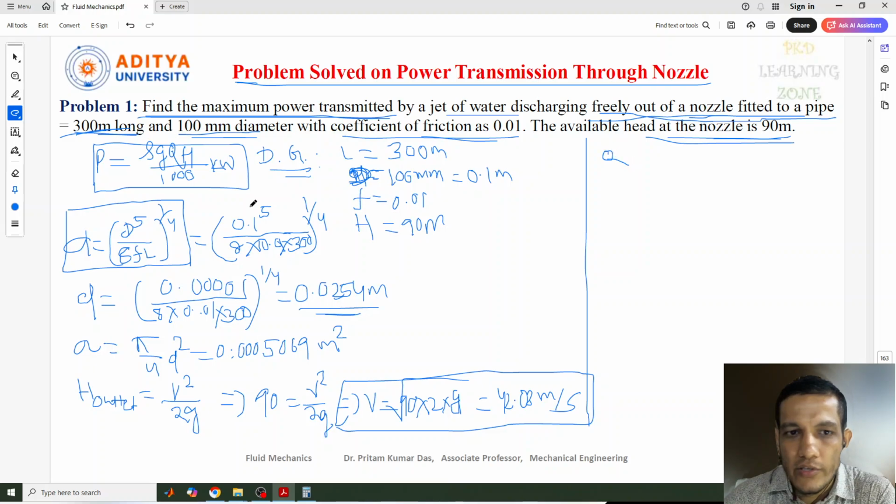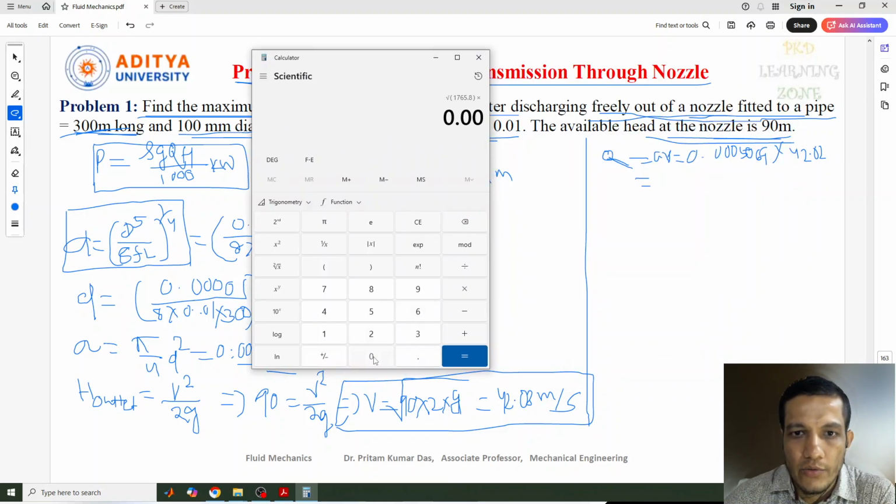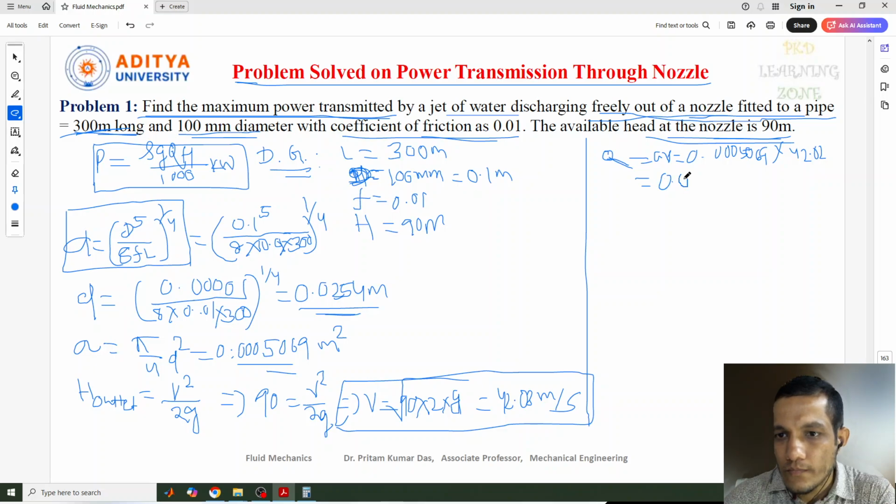Now we require the discharge, because in this formula discharge is required. So discharge equal to A into V. The area we already found here, 0.0005069, into the velocity value 42.02. If you calculate this, discharge equal to 0.0213 meter cube per second. This is the discharge value.